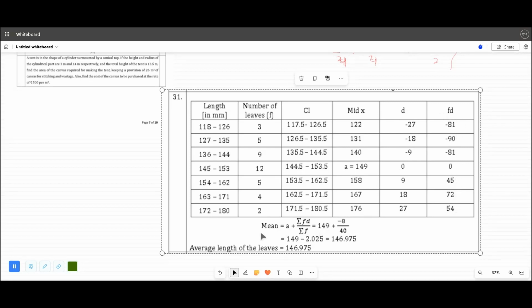So sigma FD हो गया. Formula is mean is equal to assumed mean plus sigma FD by sigma F, that is 149 plus minus 8 by 40. So it becomes 149 minus 2.025. Answer is 146.975.